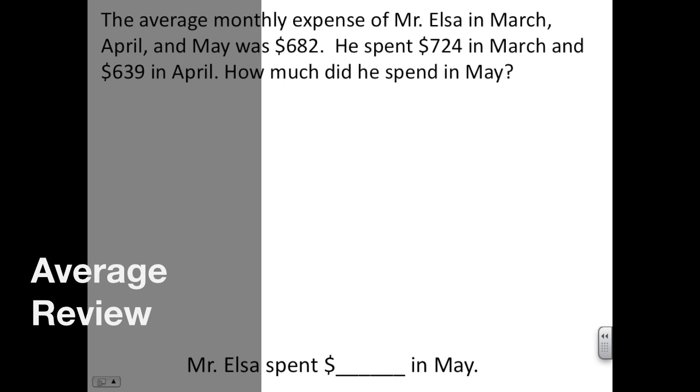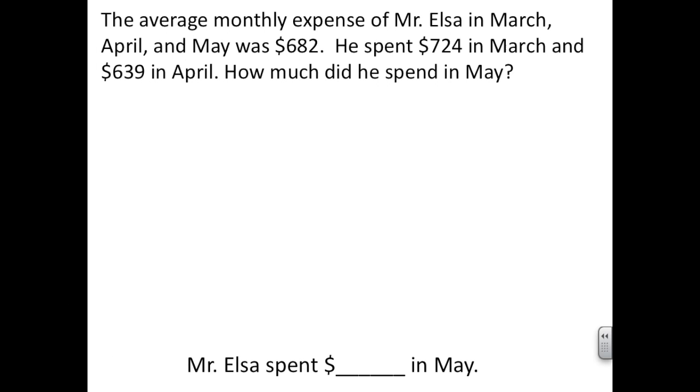Okay, let's take a look at the two problems that you're completing for homework tonight to review average word problems. The average monthly expense of Mr. Elsa in March, April, and May was $682. He spent $724 in March and $639 in April. How much did he spend in May?